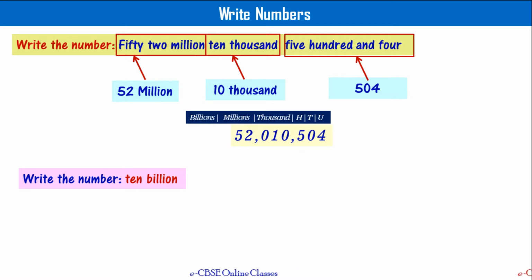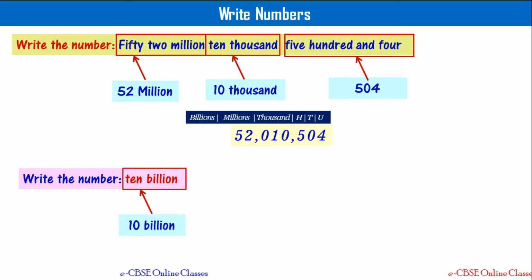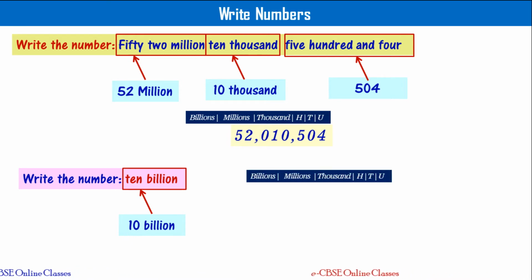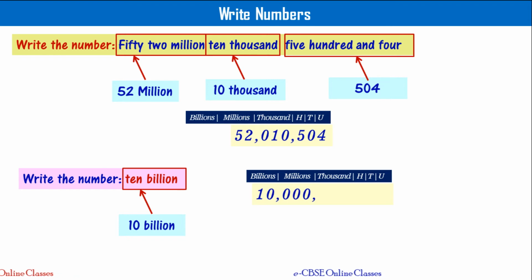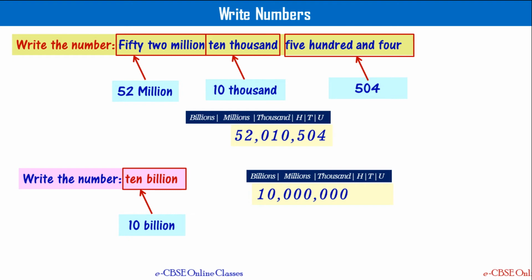Next, we are asked to write the number 10 billion. Only 10 billion is there for billions group, right? So let's write 10 in the billions group and put a comma there. For millions group, there is no mention about it. So what we do is we put 3 zeros and put a comma there. And for thousands group also, there is no mention. So we have to put 3 zeros and put a comma there. And then for ones group also, we have to put 3 more zeros. This is how 10 billion number looks.